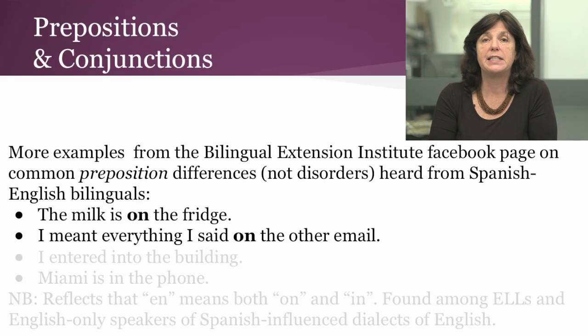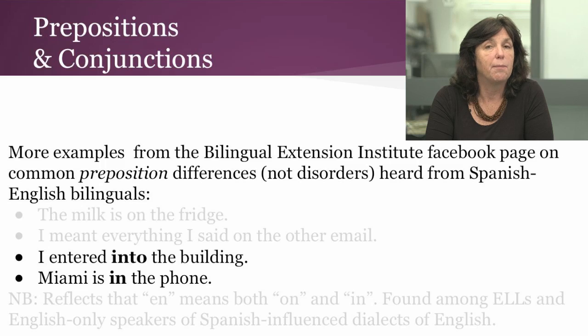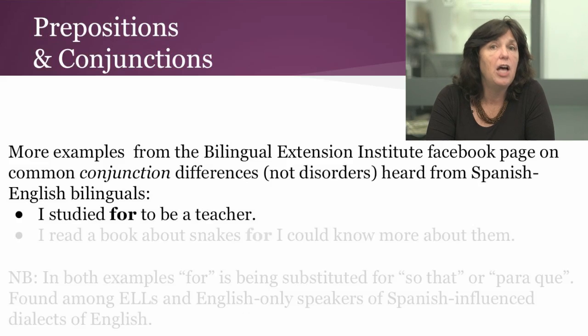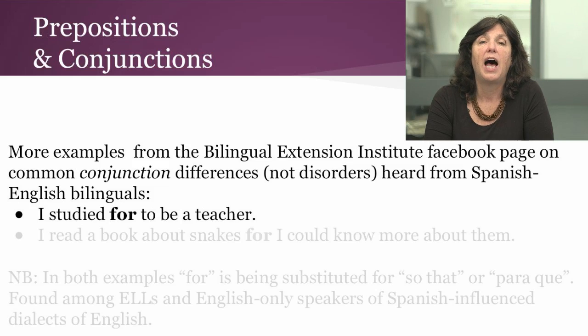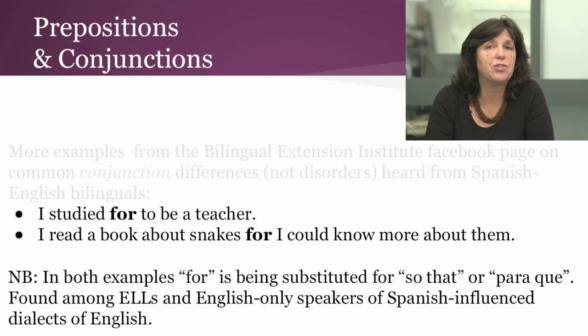We might also see sentences like, "the milk is on the fridge," and "I meant everything I said on the other email." Also, "I entered into the building," or "Miami is in the phone." These differences reflect the fact that en represents both on and in Spanish. Finally, we might see sentences like, "I studied for be a teacher," and "I read a book about snakes for I could know more about them." These differences are due to the fact that for is being substituted for so that, or in Spanish, para qué.